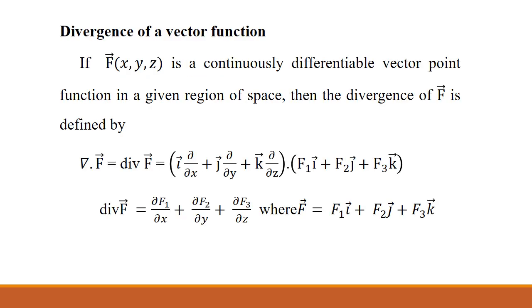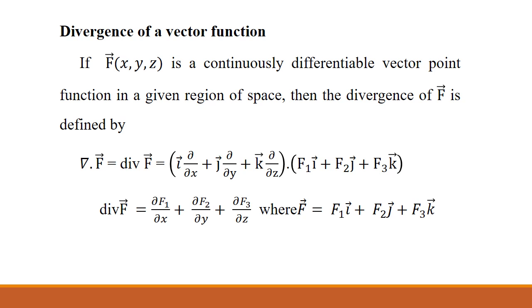Divergence of a vector function. Here, f vector is a continuously differentiable vector point function in a given region of space. The divergence of a vector valued function f vector is defined by del dot f vector. That means divergence of f vector. Here the formula is del dot f vector, div f vector.